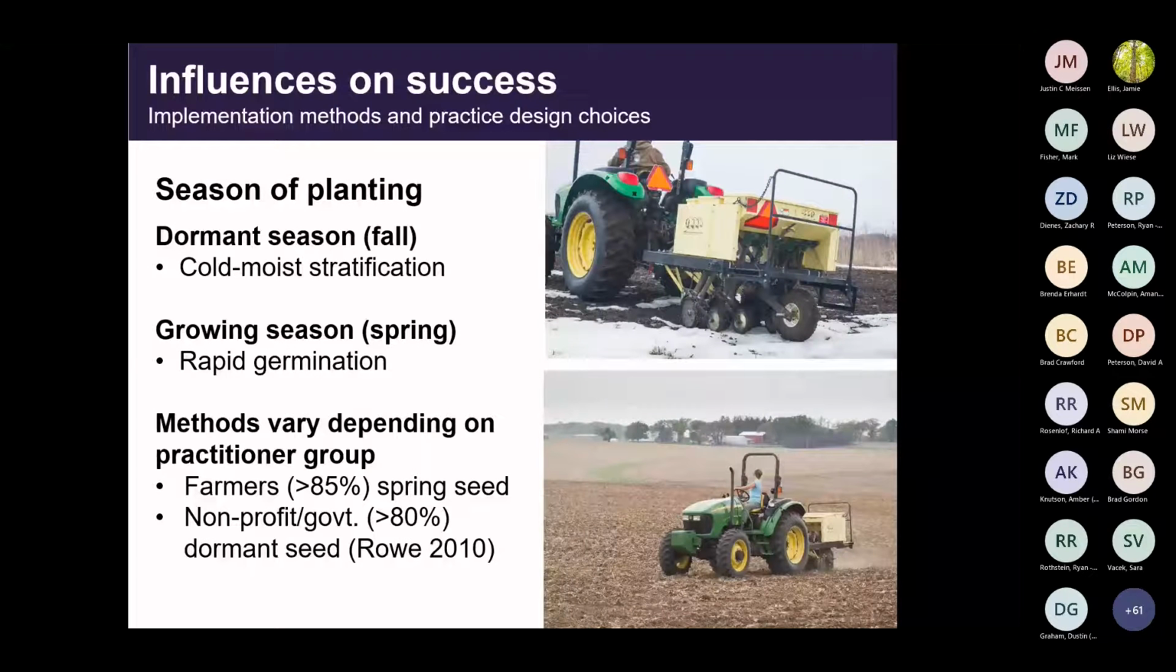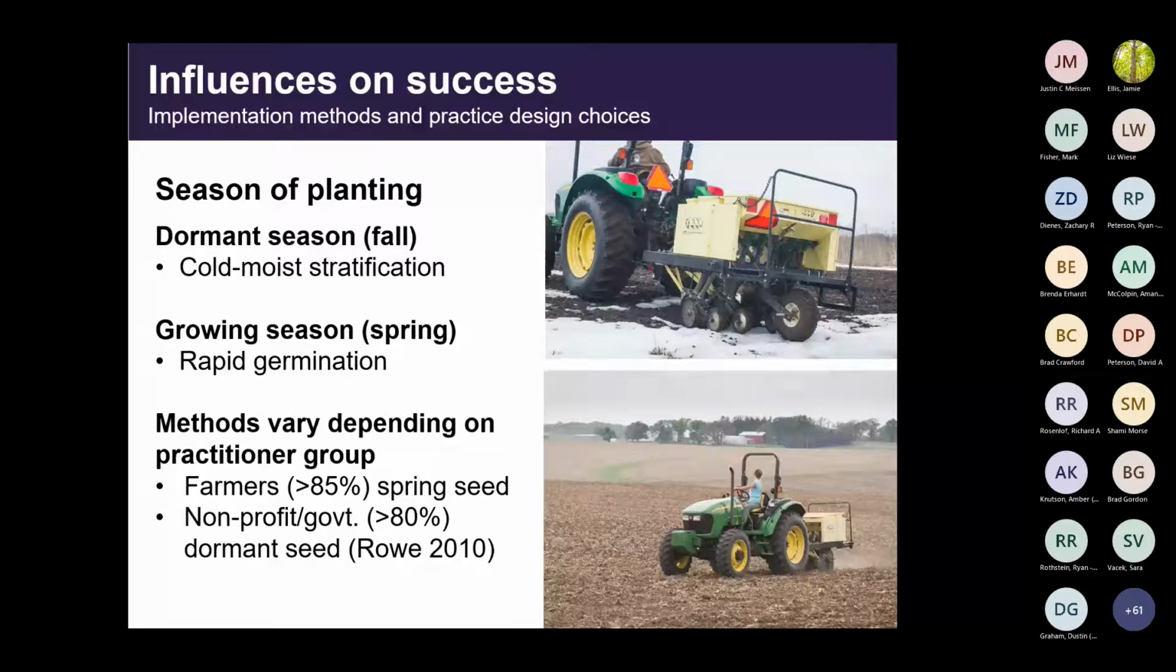Timing of seeding. That's another one that's also at the top of the list as a factor that's both able to determine ecological performance, and also importantly something that's relatively easy to implement. So most prairie reconstructions are seeded during either the spring, April to June, or in the dormant season, November to March.